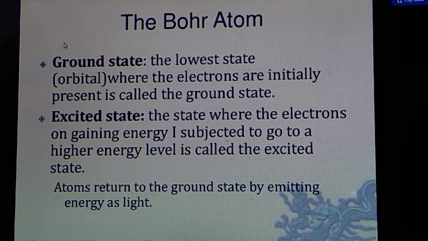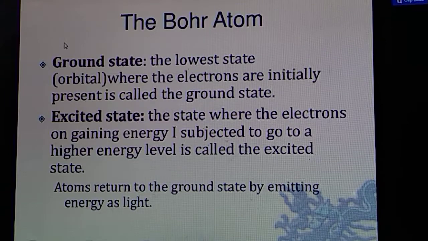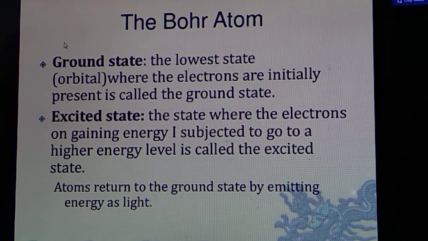And ground state. What is the ground state? The lowest state where the electrons are initially present is called the ground state. The excited state is the state where the electrons, on gaining energy, go to a higher energy level. The atom returns to the ground state by emitting energy as light. So the ground state is the state of the electrons in the initial state, and the excited state is the state of the electrons after gaining a certain amount of energy. When the electrons come back from the excited state to the ground state, they emit the energy as light.